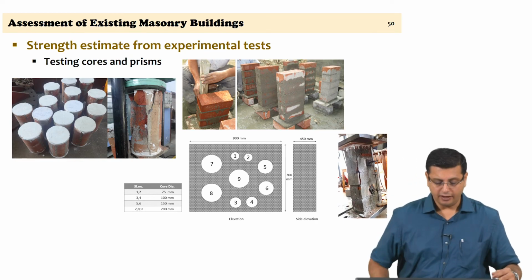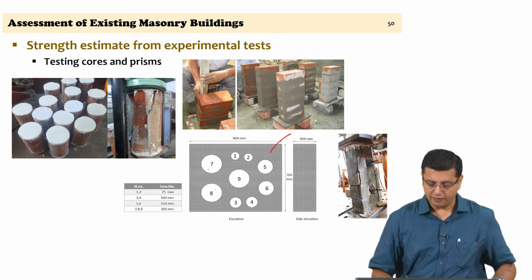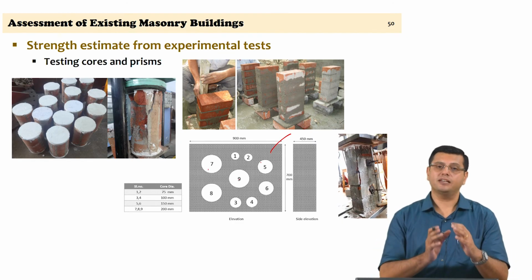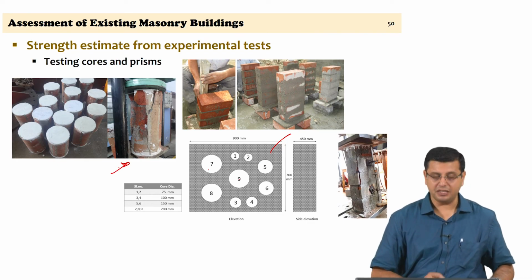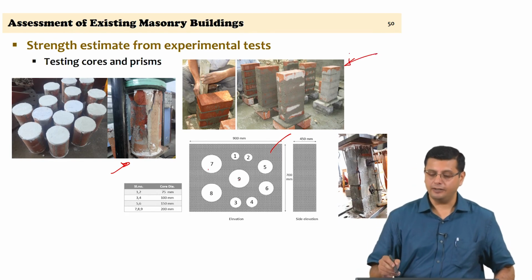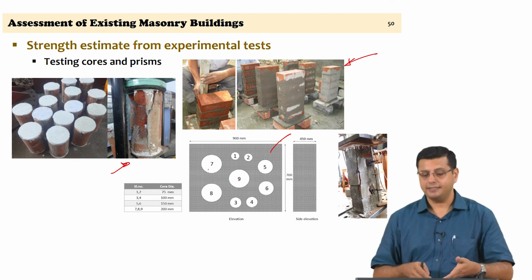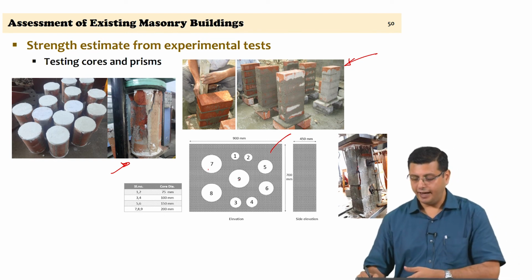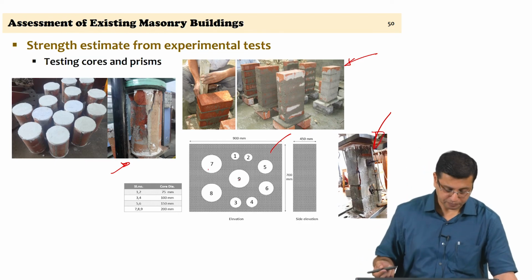So, you can see how a wall has been constructed, and from the wall several cores have been extracted of different diameters. Those are the cores, and they are being tested in a compression machine as a cylinder, and then a number of prisms are also constructed. These prisms are constructed with the same units and the same mortar as the wallet has been constructed, and then these prisms are tested in a compression machine as well.